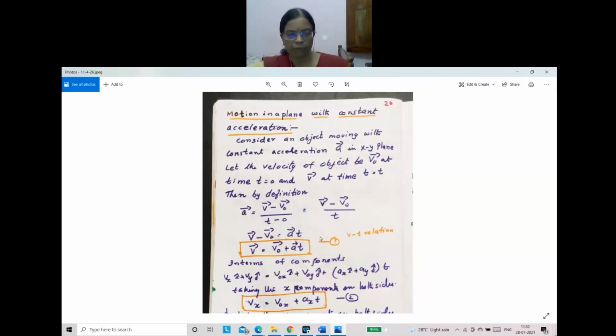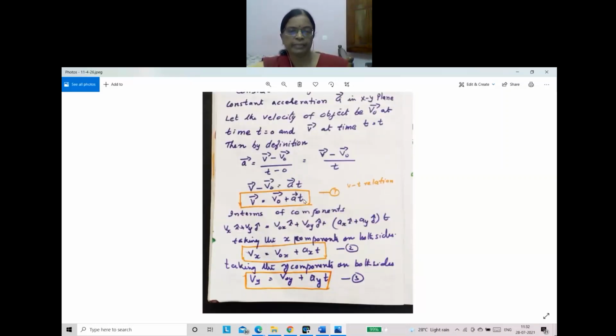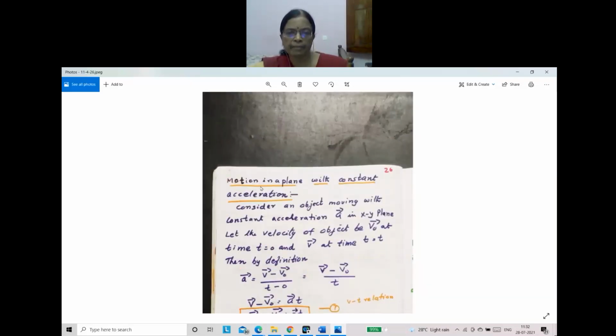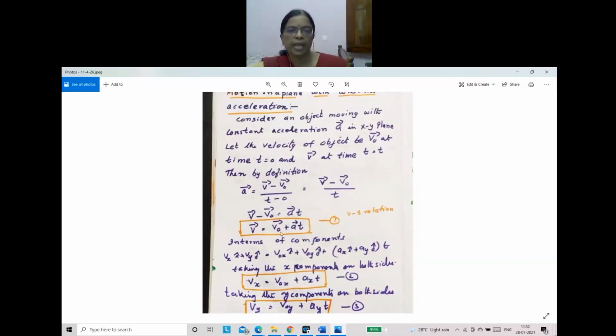Suppose I am asking, the same equation we have studied in one-dimensional motion: V equal to V0 plus AT. And here we are writing it in component form. See, motion in a plane with constant acceleration, we have to express all the vectors used in component form. That is the only difference.